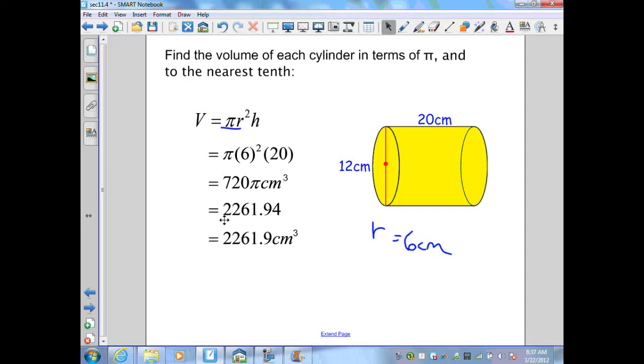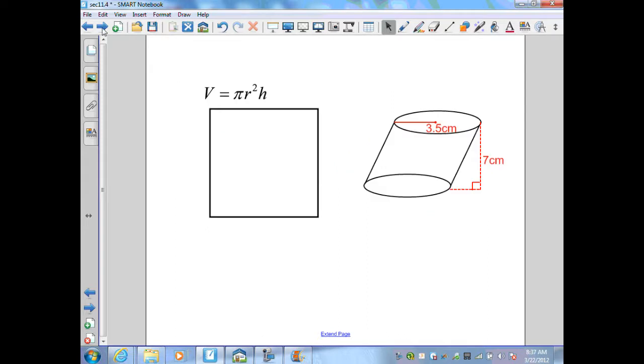Then I substitute into a calculator. I get 2,261.94. Rounding to the nearest tenth, 2,261.9 centimeters cubed. Here I have an oblique cylinder.